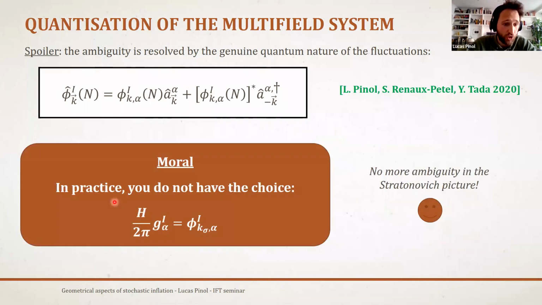Okay. So you don't have the choice, which is actually good because it means that you don't have an ambiguity. You just must use the mode functions phi I alpha. So there is no more ambiguity in the Stratonovich picture, and it is covariant. So this is the one you should use.